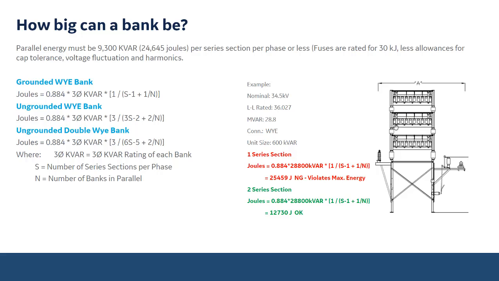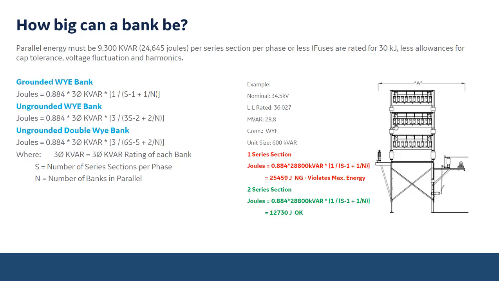So these are the calculations for an ungrounded Y bank, a grounded Y bank, an ungrounded double Y bank, where we factor in the number of series sections per phase, the number of banks in parallel, and so on. On the right side, I show an example of a nominal 34.5 kV bank. The line-to-line rated is 36.027 with a 28.8 MVAR requirement, and that connection is an ungrounded Y. The capacitor size is a 600 kVAR capacitor.